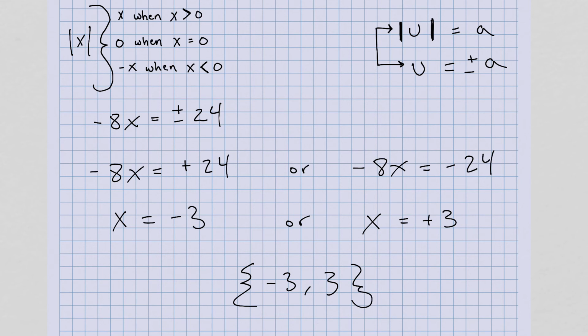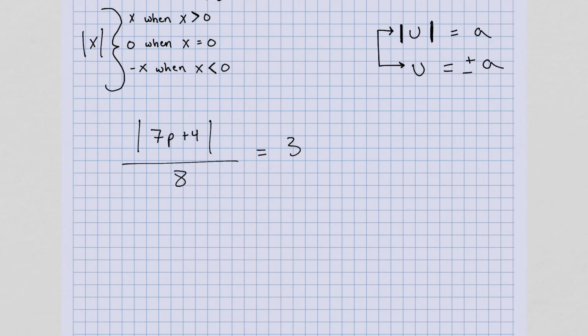Once again, I just want to remind you that whenever you're working with these absolute value signs, you want to get the absolute value by itself on the left-hand side of the equation. So do all the operations that are outside of the absolute value sign first.